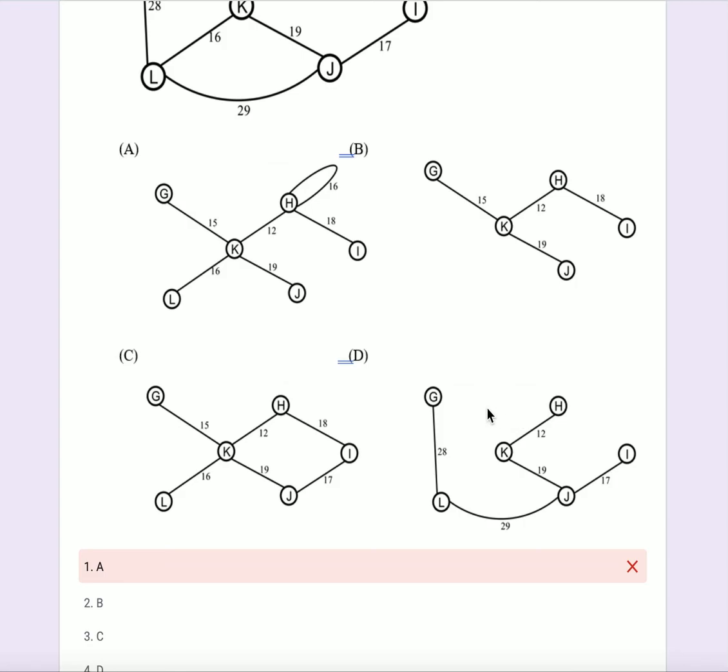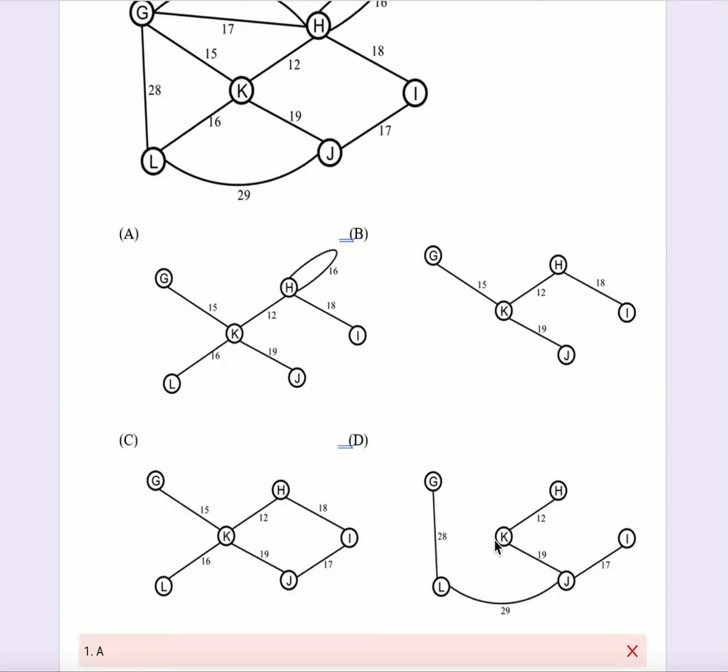Let's just check it's got every vertice. G, H, I, J, K, L. And it's got no loops. It's got no cycles. This looks like a tree to me. So our answer will be D.